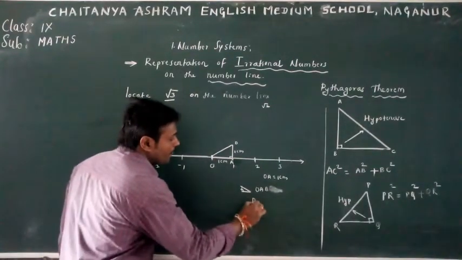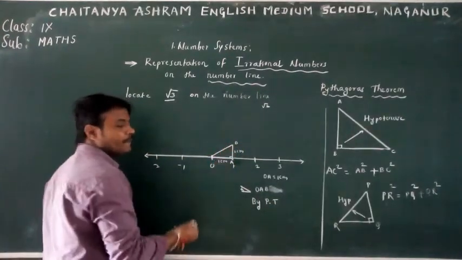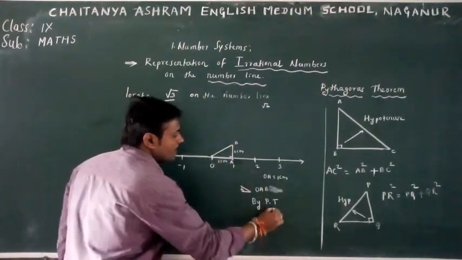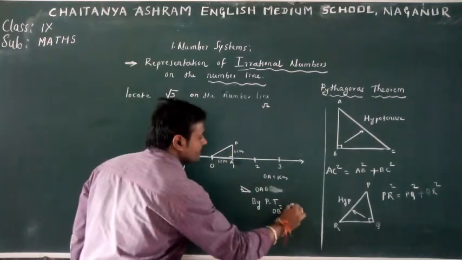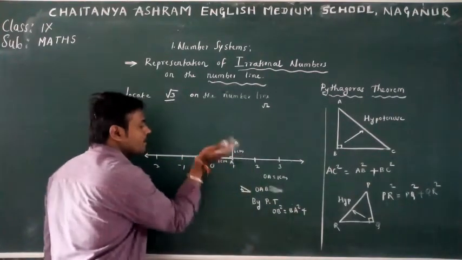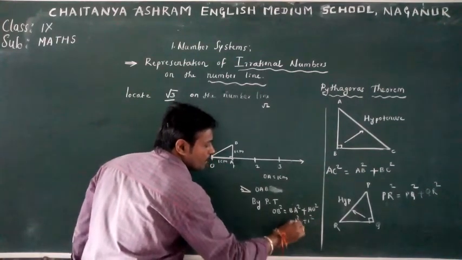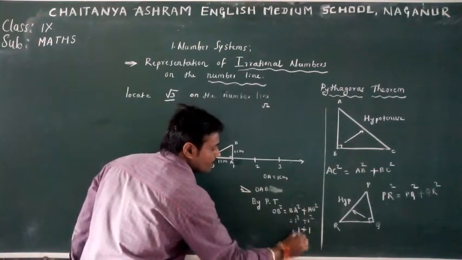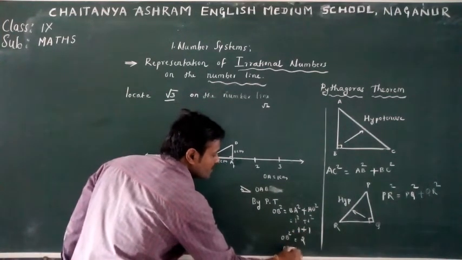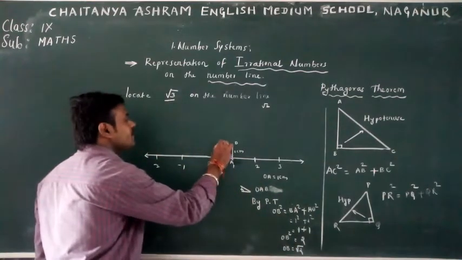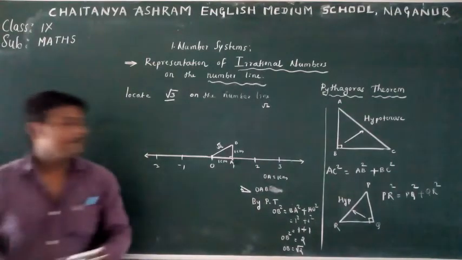So by Pythagoras theorem, what is the length of OB? Yes, apply. OB square equals BA square plus AO square. 1 square plus 1 square. 1 square is 1, plus 1 square is 1. 1 plus 1, 2. OB square is 2. OB equals root 2. So what is its length? Root 2. Next, represent it.